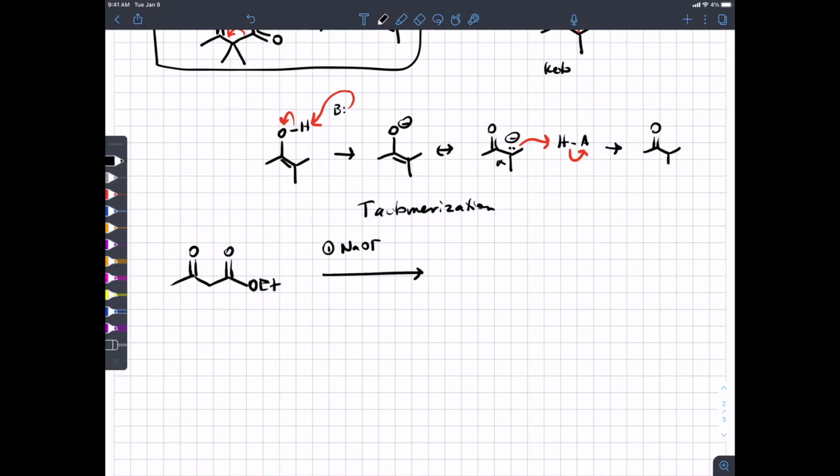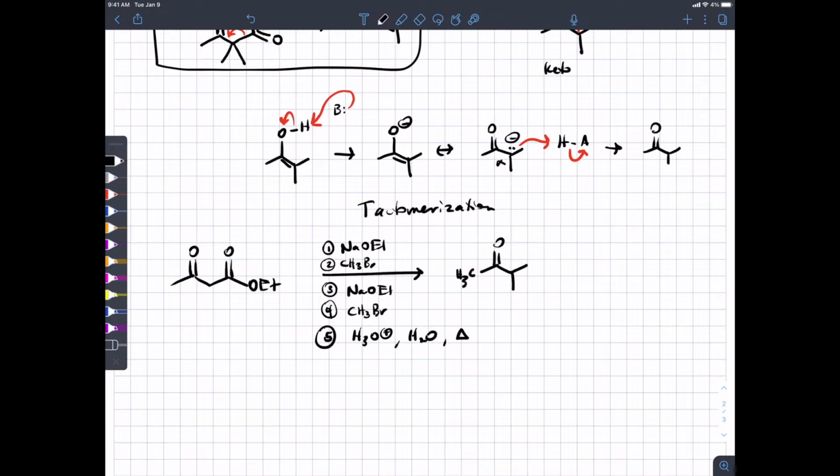We first add a base. We then add the alkyl halide. We then add another base. We then add another alkyl halide. We wouldn't have to add another alkyl halide, but that's the desired product we want to get this time, so that's why we're doing it. And then finally, we do the trifecta here: acid catalyzed ester hydrolysis, decarboxylation, and tautomerization to get the ketone.